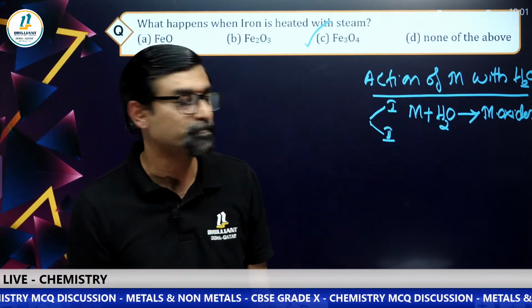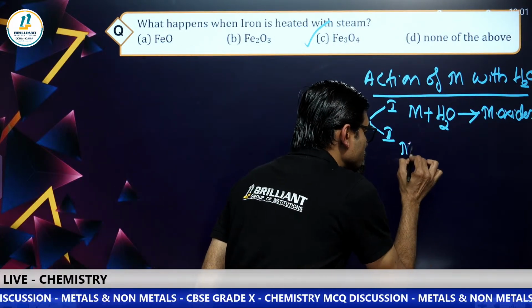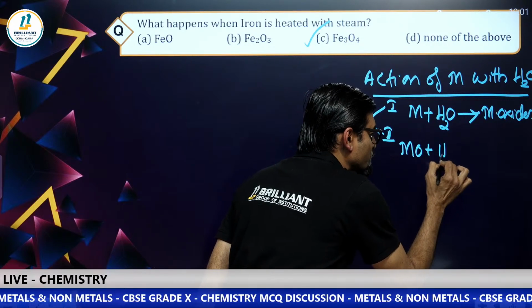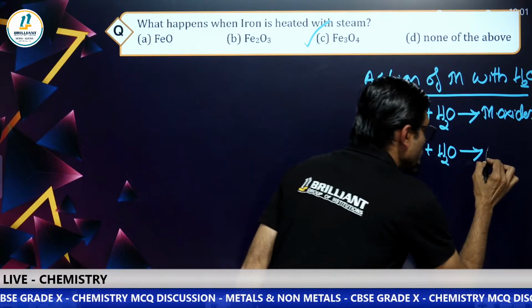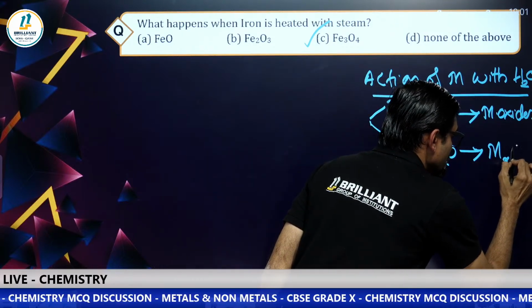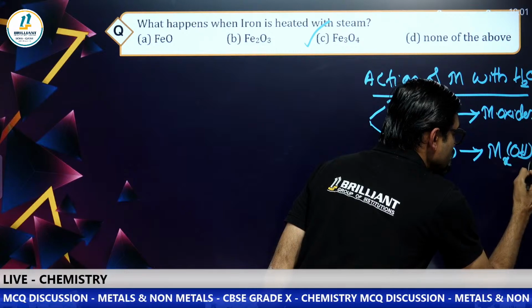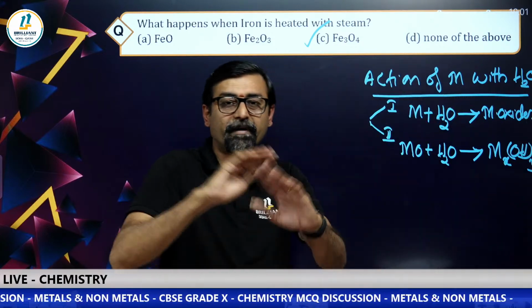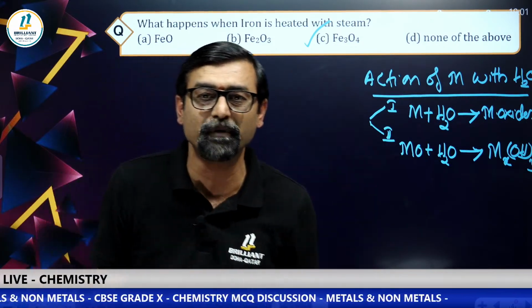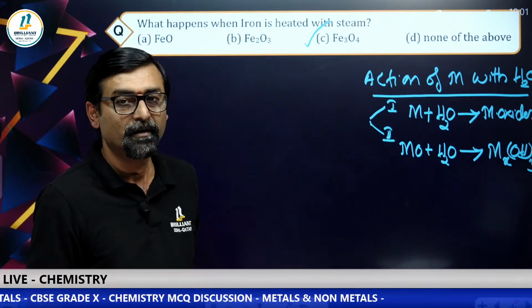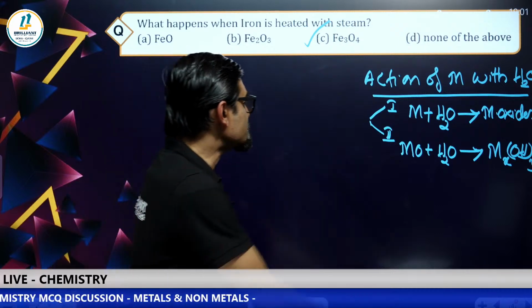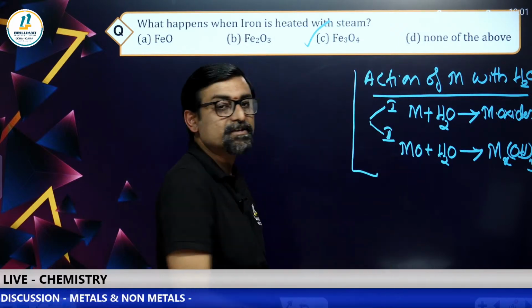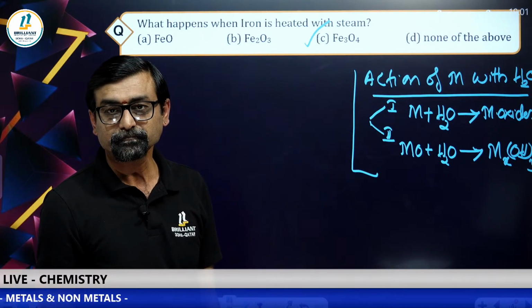Then what's the second step? These metal oxides continue their reaction with water to form respective metal hydroxides. Why am I mentioning X and Y? Because their bases might be varying, 1, 2, 3, 4 it may be. So MxOy, and metal hydroxides are formed in the second step. So this is the sequence of the reaction of metals with water.